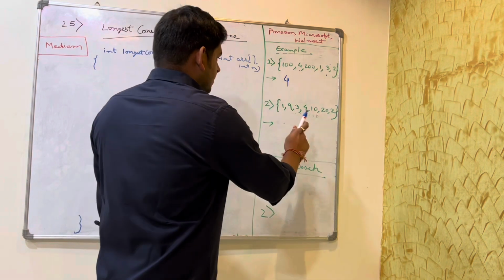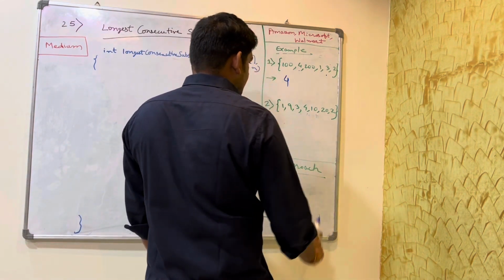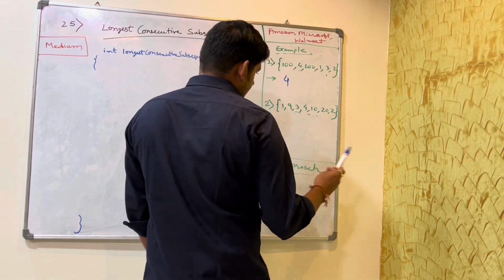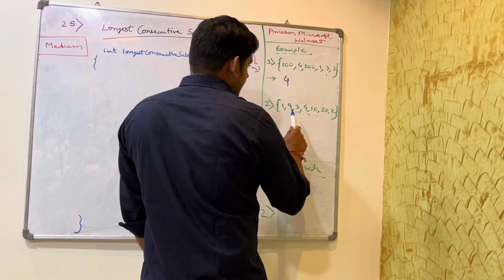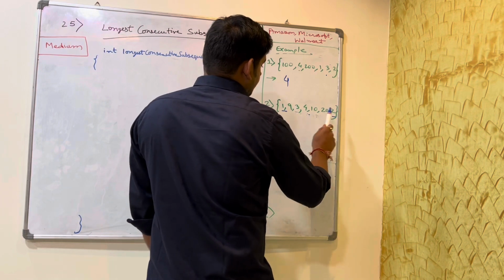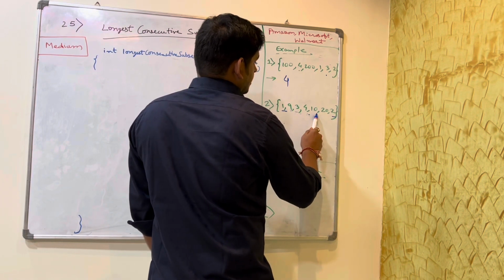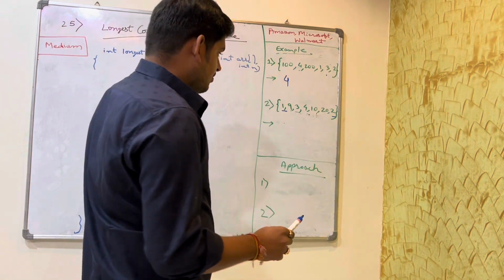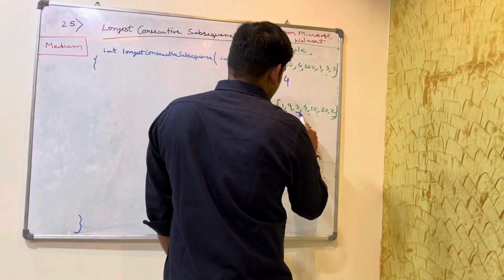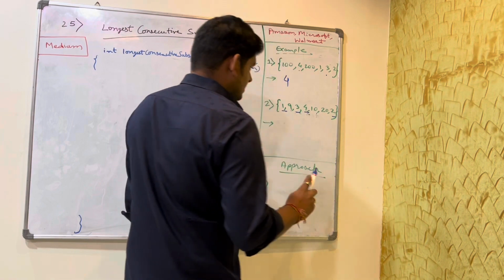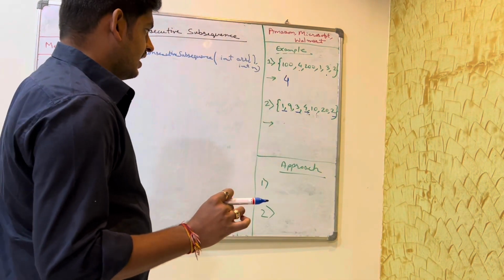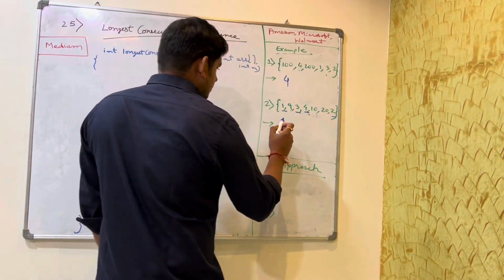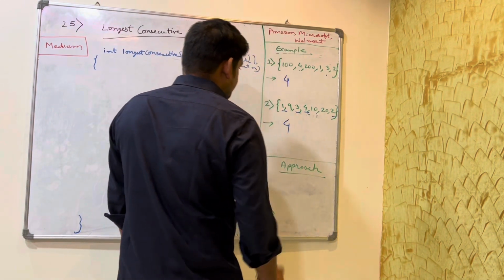In this example, what would be the longest consecutive subsequence? We can see that 3 and 4 is consecutive, even 1 and 2 is consecutive, and 9 and 10 is consecutive, 20 is not consecutive. What is the maximum length? You can see here also we can see 1, 2, 3 and 4. These are the consecutive numbers that are the subsequence in the array. So here also the length is 4.